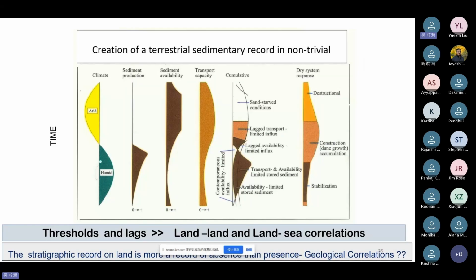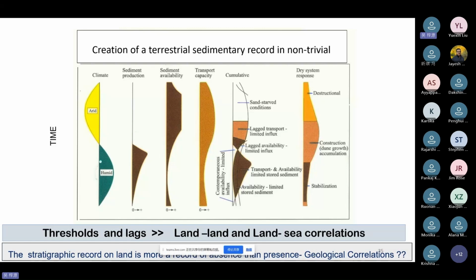Now, an important outcome of our work on the dunes and deserts was that we found there were large breaks in the record, be it loess, be it desert dunes. We never found a single record which was continuous. And this was explained elegantly. We had done it, but more elegantly by Kocurek. He said, you have a climate, you need sediment production, sediment available for transport capacity, and then what we see is a preserved record. So by definition, a terrestrial sediment is a preservation record and not a creation record.